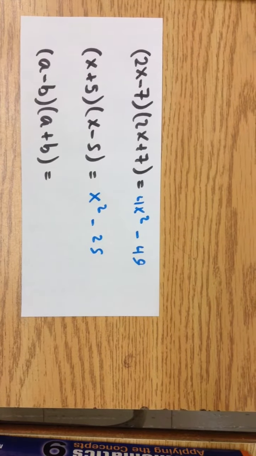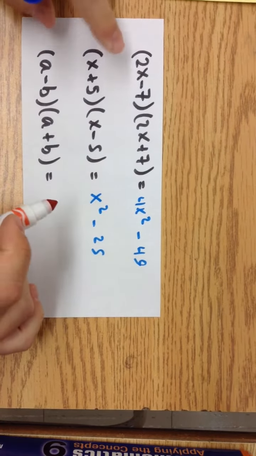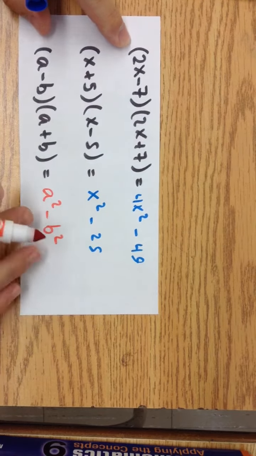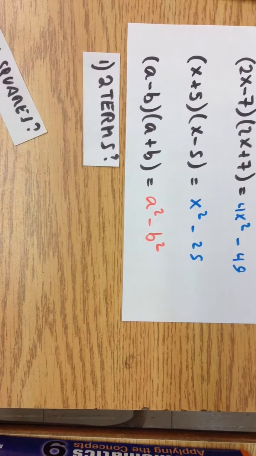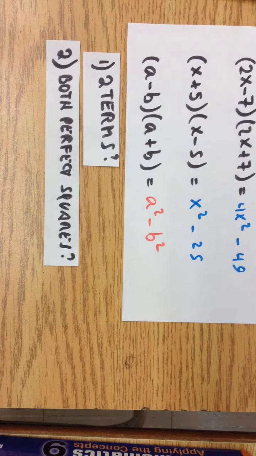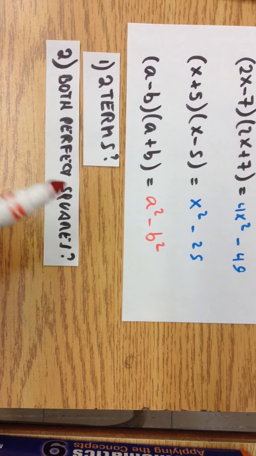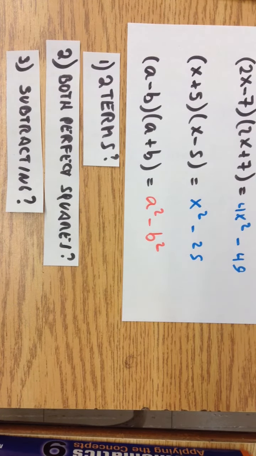So in general, our general term would be a minus b times a plus b is a squared minus b squared. What do you notice about all these terms? Well, there are two terms. Both of them are perfect squares. What are perfect squares? Well, numbers like 1 squared is 1, so 1 is a perfect square, 2 squared is 4, 4 is a perfect square, 3 squared is 9, 9 is a perfect square, etc., etc. And we need to notice that there's always some subtracting.